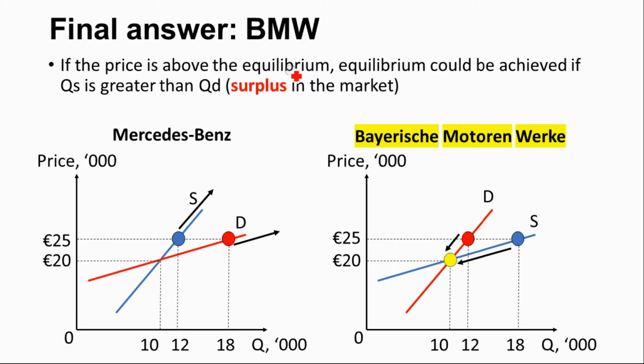If the price is above the equilibrium, equilibrium can be achieved if quantity supplied is greater than quantity demanded, or we have a surplus in the market. In our example, we have Mercedes-Benz, and there is a movement away from the equilibrium. But for the BMW, we have a movement towards the equilibrium point, because we have a surplus in this area.